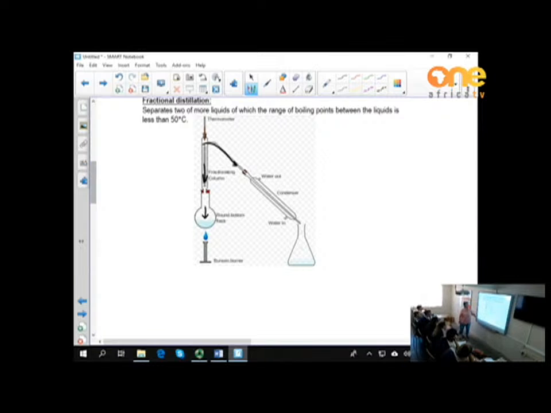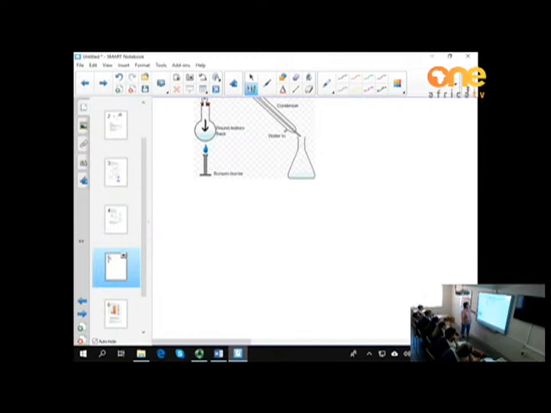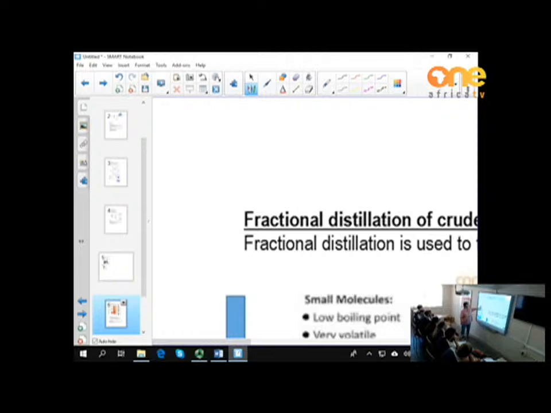Now, this is actually a very long process to remove the different fractions from the mixture. In the petrochemical industry, they have a more complicated fractioning column.